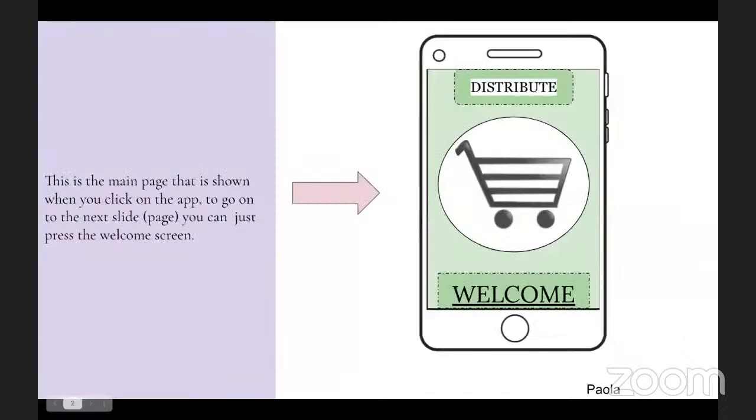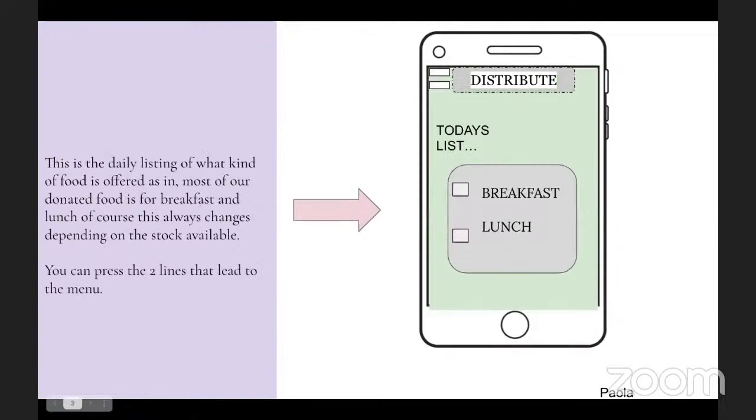This is the main page that is shown when you click on the app to go into the Nets lab. You can just press the welcome screen. However, I would request to not press the links since some of the slides might get skipped. This is the daily listings of what food is offered. Most of our food is donated for breakfast and lunch. Of course, this always changes depending on the stock available. And then you can just go to the next slide.